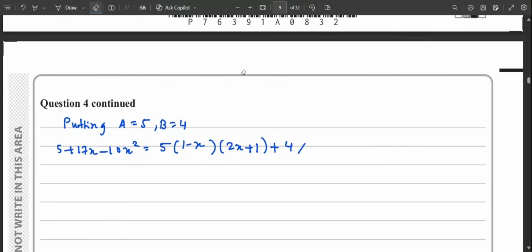x into 2x plus 1 plus c. We do not know the value of c, so it will be c into x into 1 minus x. So this is our new updated equation.